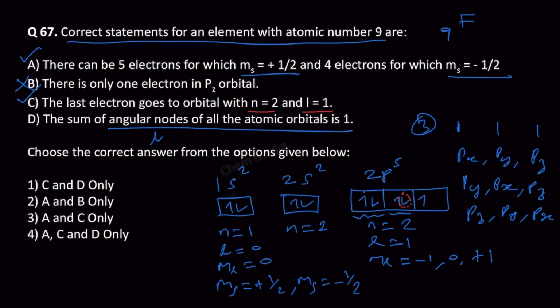For s orbitals, L values are 0. For 2s also, L value is 0. But if we are taking the 2p orbitals into account, then each orbital has one angular node. 2px has one angular node, 2py has one angular node, 2pz has one angular node. So, therefore, statement D is definitely incorrect. So, this means option 3 is the correct choice here.